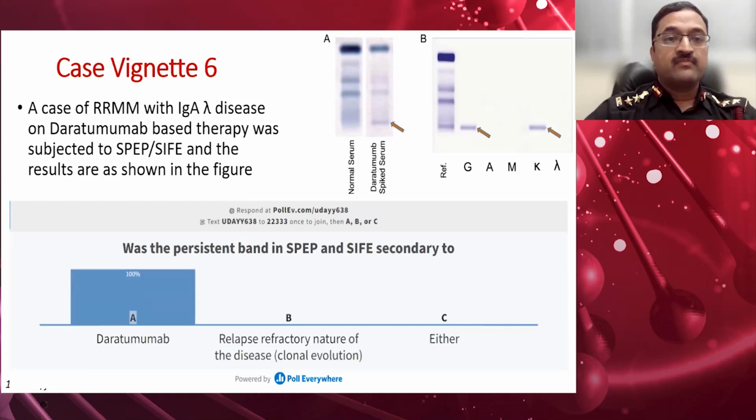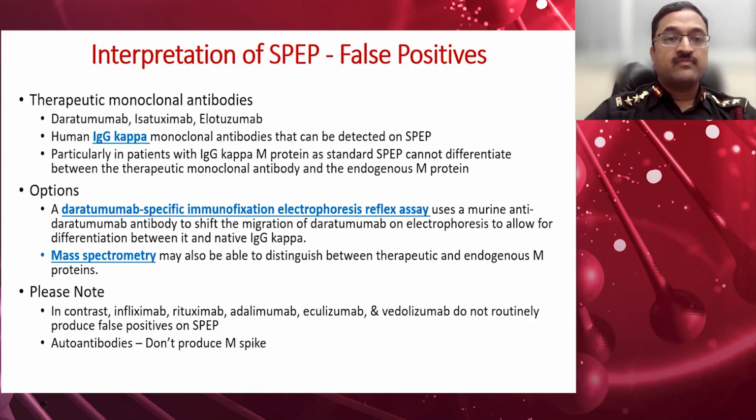Okay. Now, whoever has answered it as daratumumab, why do we think so? The clues in this particular case are that the patient initially had a lambda disease, whereas you are seeing a kappa here. So yes, there is a possibility that it could have been a clonal evolution, but the clue is that all the therapeutic monoclonal antibodies are generally IgG kappa in nature. So when you have an IgG kappa coming up in the protein electrophoresis in a known patient with lambda disease or with any other heavy chain, you should consider it to be secondary to therapeutic monoclonal antibodies.